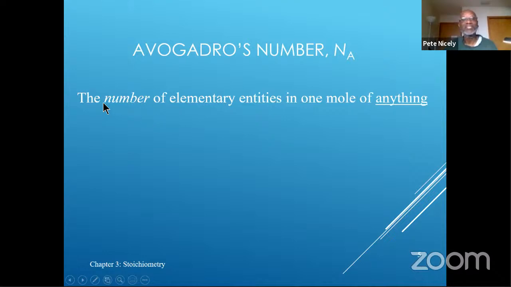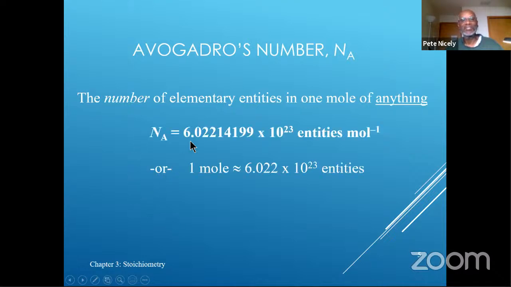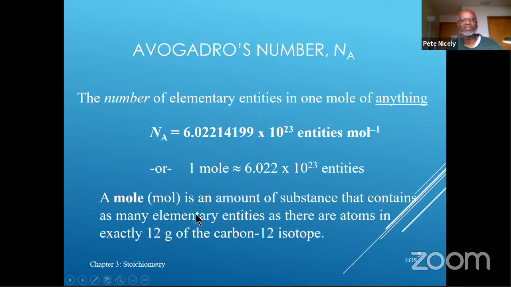Right? Which is basically the number of elementary entities in 1 mole of anything. So Avogadro's number literally can apply to anything, any material object. You can have 1 mole of that, right? Now, Avogadro's number is equal to this large number here. For our purposes, we're just going to round off to 3 significant figures. So 6.02 times 10 to the 23 is what we're going to use to represent the number of entities present in 1 mole, and that would be Avogadro's number, all right?